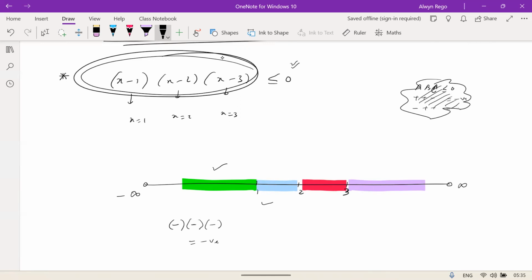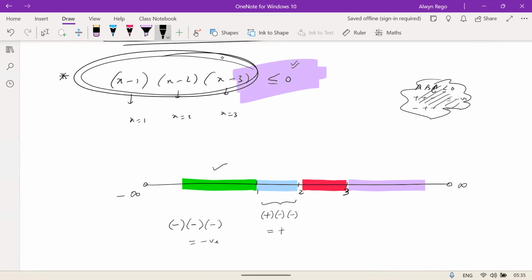Supposing I took a value between 1 and 2, let's say 1.5. 1.5 minus 1 is positive. 1.5 minus 2 is negative. 1.5 minus 3 is negative. So that will give you a positive answer here. I'm not looking for positive. I'm looking for less than or equal to 0, negative or 0.